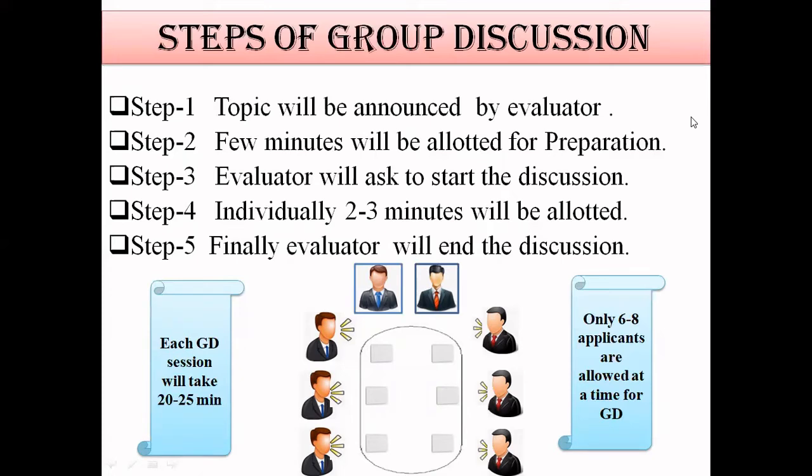And step 5 is, finally the evaluator will end the discussion. When the time is up, the evaluator will say stop. So please do remember, each group discussion session will take a maximum of 20 to 25 minutes, considering the number of participants for that particular group. And in most cases, only 6 to 8 applicants are allowed at a time for this group discussion.